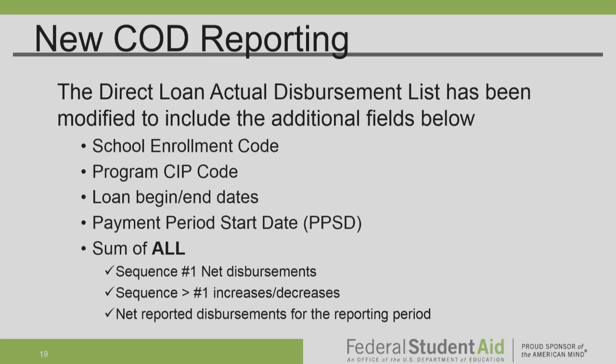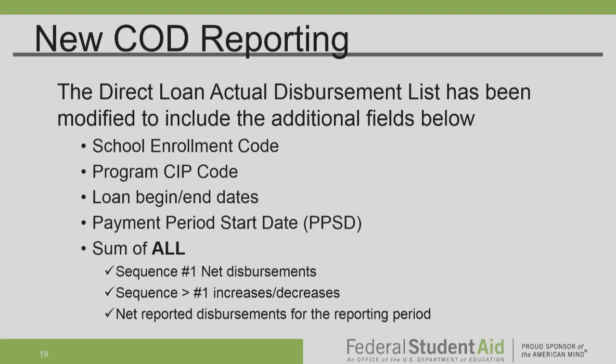The actual disbursement list has been modified to include the additional fields below. And if you look at some of those, you'll see that they are familiar. Program zip code, enrollment code's been around a while, payment period start date has been around since SULA came up, and we've summed up all of those disbursements you can see there on that last bullet. Sequence number 1, net disbursements, which kicks off that disbursement. That's what triggers it to become the actual disbursement.